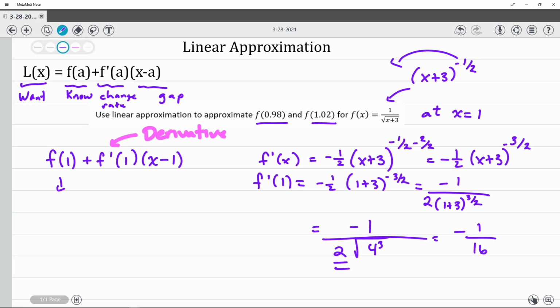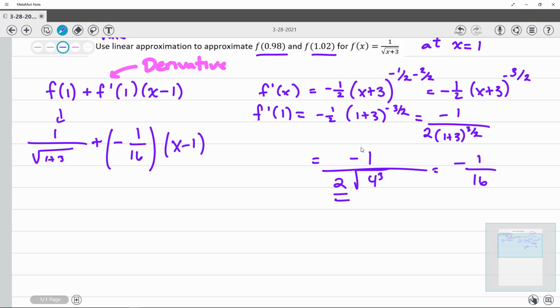F of 1, well, I guess I didn't actually do that yet. F of 1 is plugging 1 in. So 1 over the square root of 1 plus 3 into the original function. Then plus what I did over here, negative 1 over 16, and then x minus 1. All right, so let's scroll this down a little bit, give me a little bit more room. And then, of course, 1 over the square root of 4 would be 1/2.